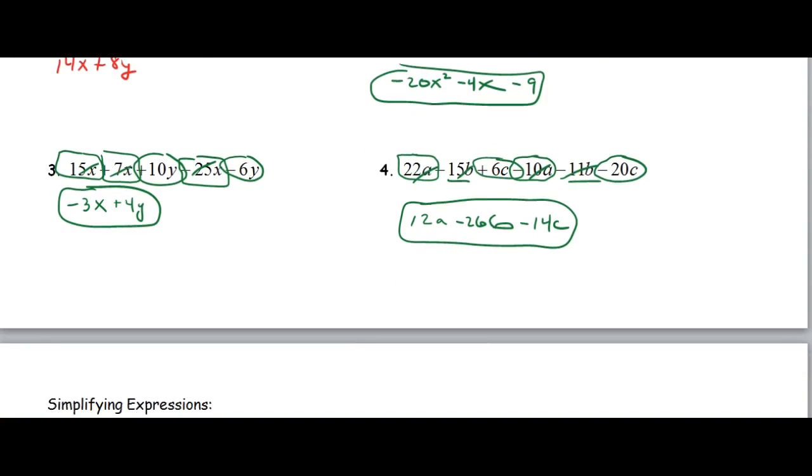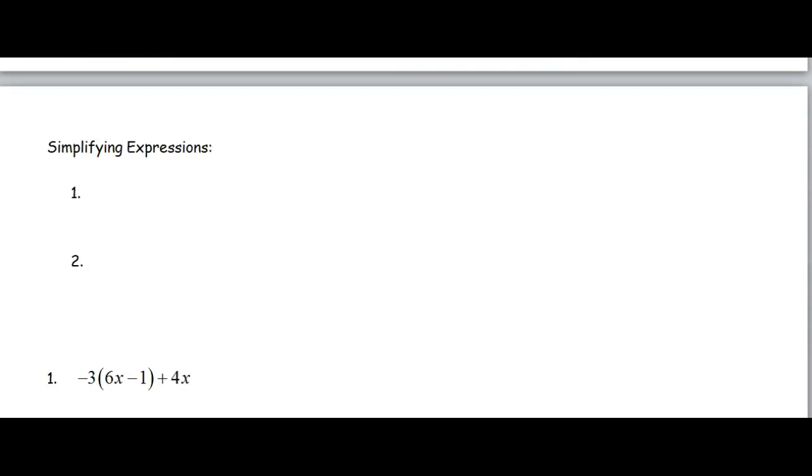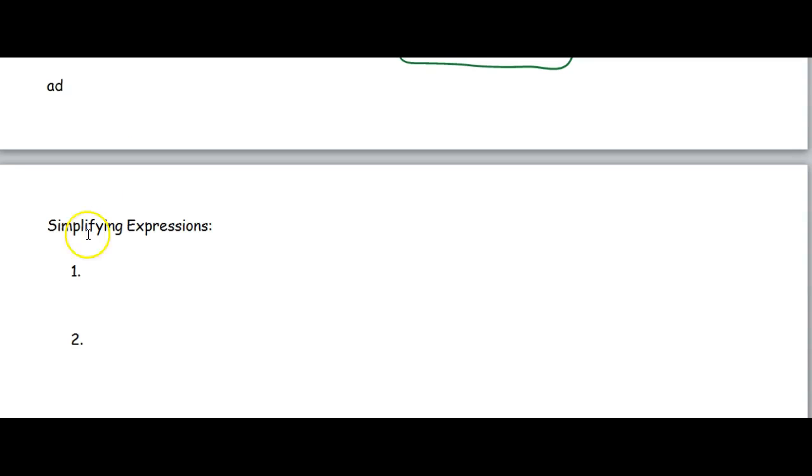Now what happens if we have to simplify expressions that include everything? First thing we do is we always get rid of parentheses by distributing. Then once we get rid of the parentheses by distributing, then we basically combine all of our like terms.